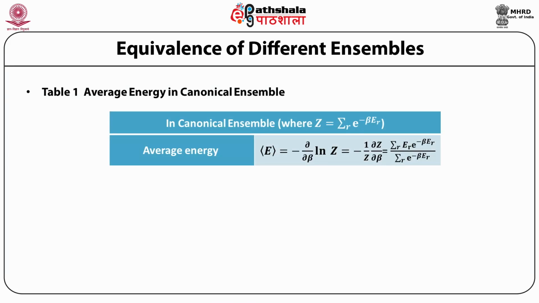In canonical ensemble, we find when the partition function is summation over r of e raised to power minus beta E_r, average energy is equal to negative of the partial derivative of the log of partition function with respect to beta, which is equal to minus 1 upon partition function multiplied by partial derivative of partition function with respect to beta, which is equal to summation over r of E_r e raised to power minus beta E_r divided by summation over r of e raised to power minus beta E_r.